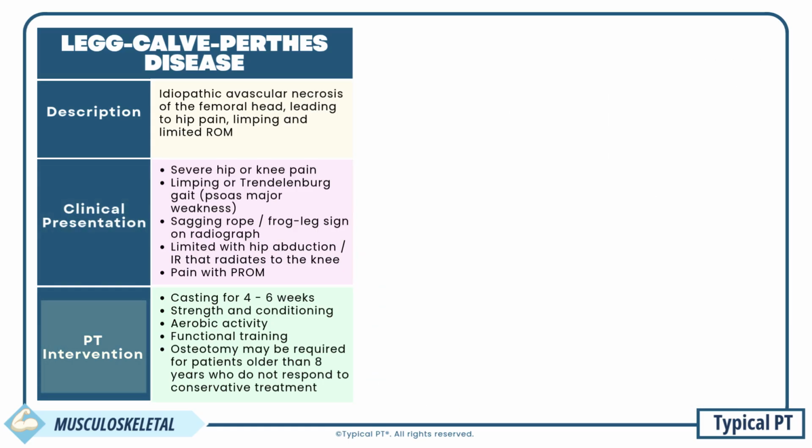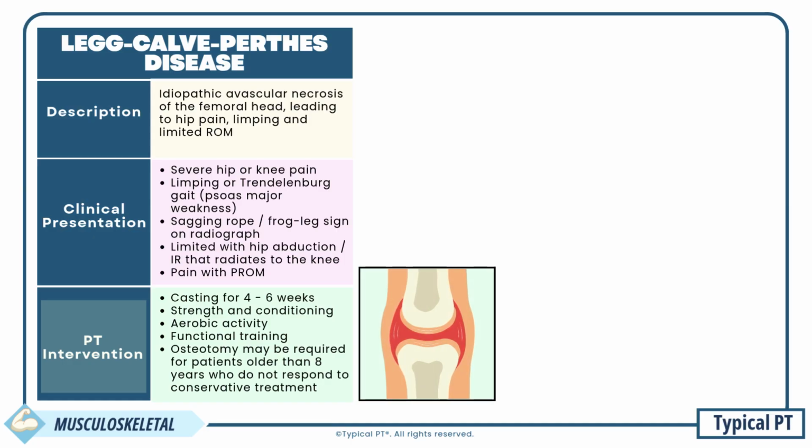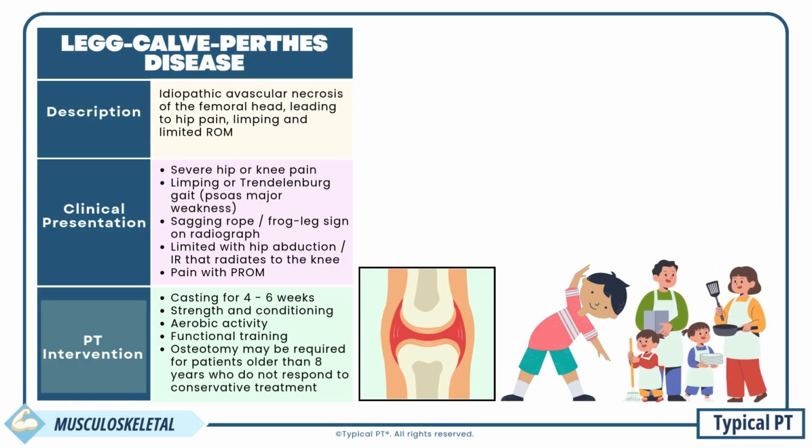In terms of PT management, the focus is on protecting the joint, usually by using casting for 4 to 6 weeks, maintaining strength and aerobic conditioning, and promoting functional activity without overloading the hip. If conservative management fails, especially in children older than 8, an osteotomy might be indicated.